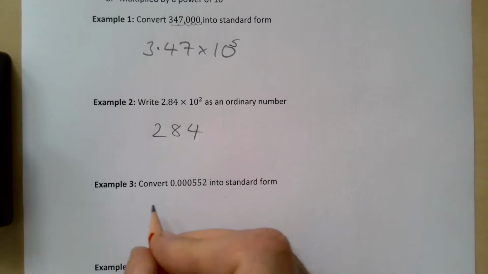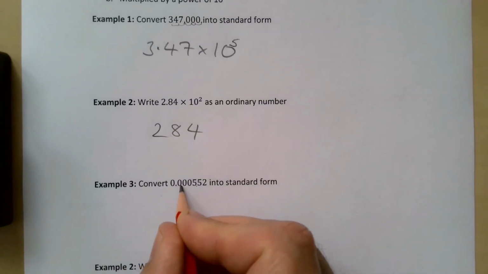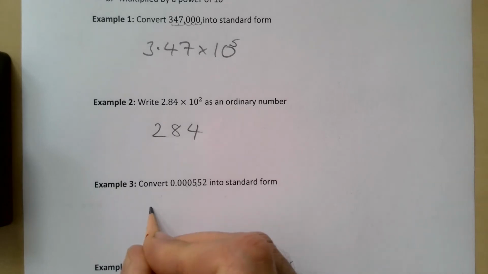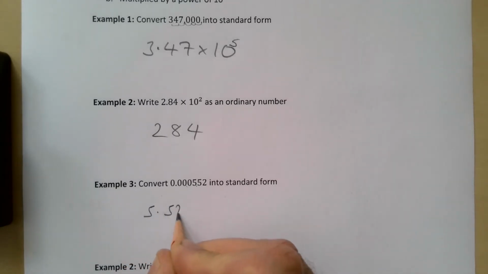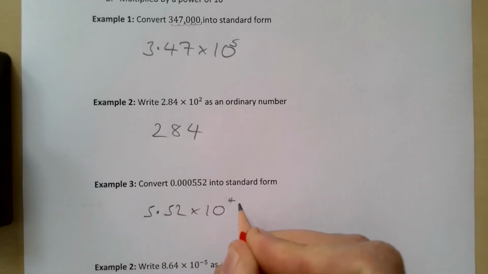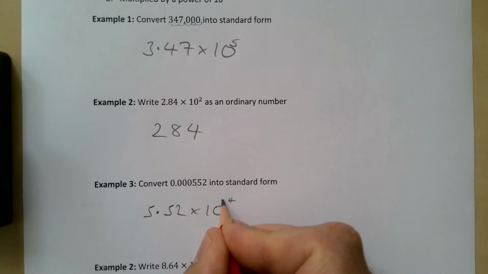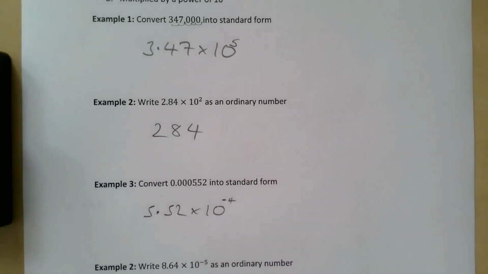Smaller numbers then, where am I going to put the decimal point? I'm going to put it here. So again, that's going to be 1, 2, 3, 4. So it's 5.52 times 10. And if I write times 10 to the power of 4, that's going to make it a big number. So for our small numbers, we of course use a negative. So it's the power of minus 4.